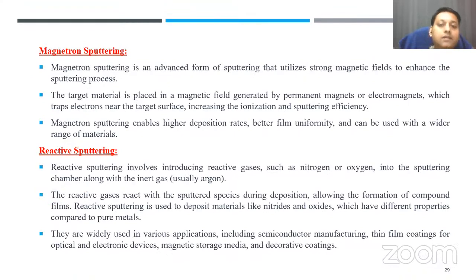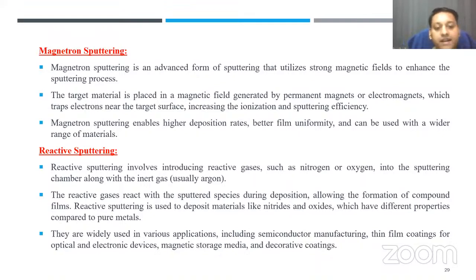Then further, the sputtering efficiency can be improved by placing the sputtering chamber inside a magnetic field. Then it is called magnetron sputtering, by directing the charged particles or ions in a particular direction by magnetic field. So that is called the magnetron sputtering. Through magnetron sputtering, you can achieve higher deposition rate, better uniformity, and better sputter efficiency with a wider range of materials than both DC and RF sputtering technique.